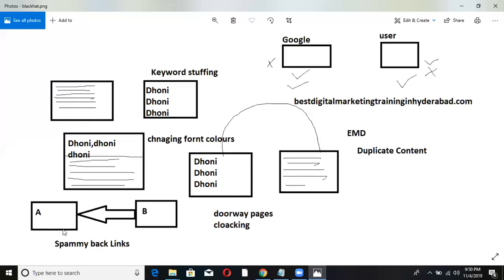Don't do this. First of all, this is called keyword stuffing. Repeating the keyword a number of times is also wrong. You should not do it. Google will punish you. Changing font colors, you should not do it. Cloaking, you should not do it. Spammy backlinks, you should not do it. Duplicate content, copying content from other websites, that's not correct. You should not do it.